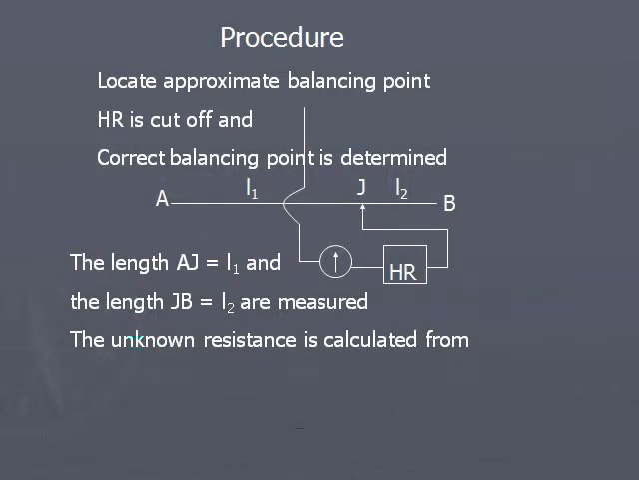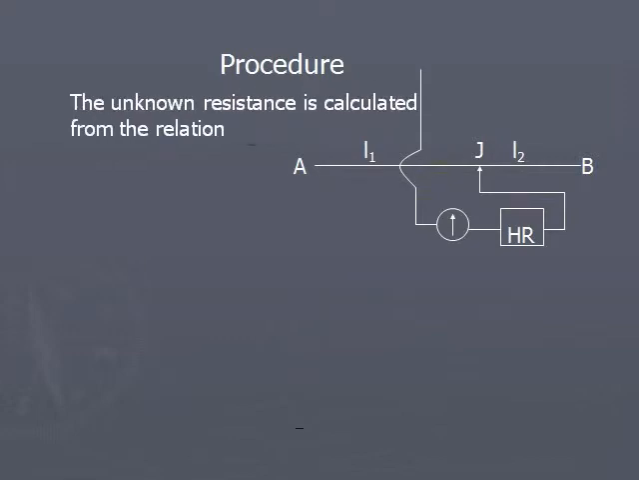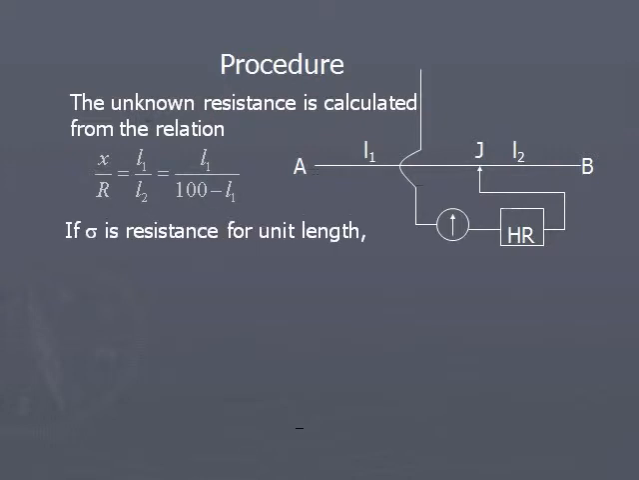So measure AJ is equal to L1 and JB is equal to L2, and use the following relation for finding the unknown resistance X. X by R is equal to L1 by L2, that is equal to L1 by 100 minus L1, since L2 is 100 minus L1. So X by R is equal to L1 by 100 minus L1.